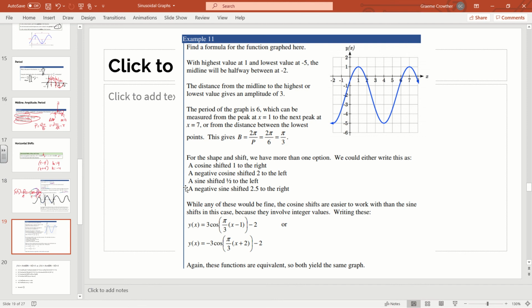So now I'm going to go the other way. I'm going to figure out the equation based on the graph. So I'm looking at this curve, and to me, I see a cosine curve between 1 and 7. And I'll do this one out 2 different ways.